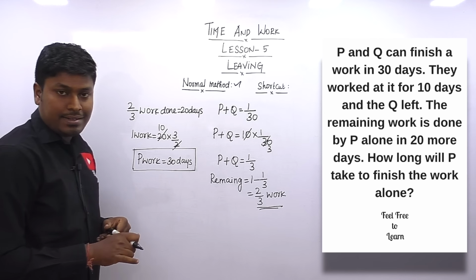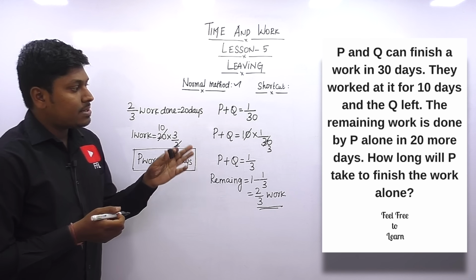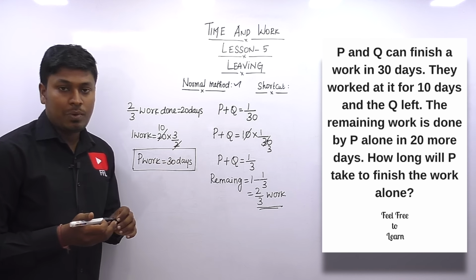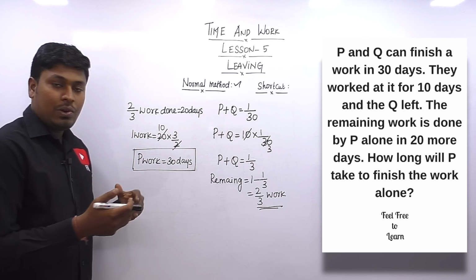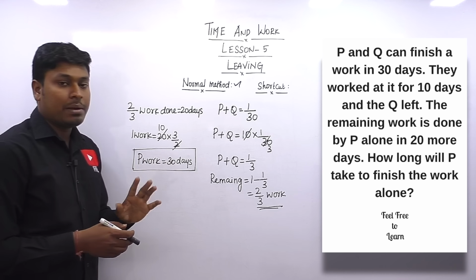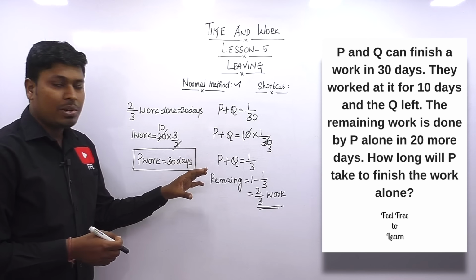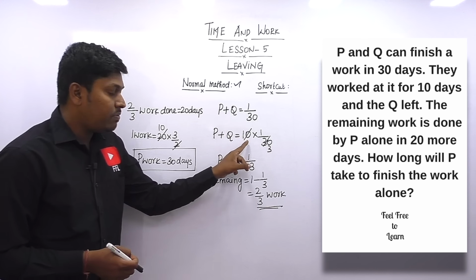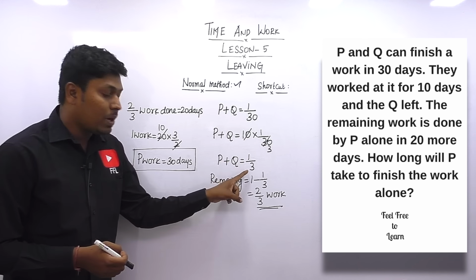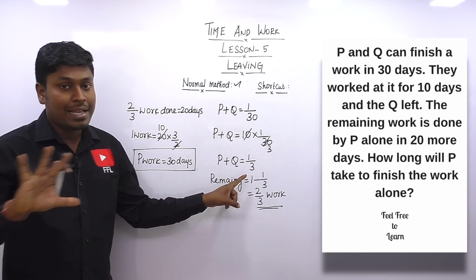So finally we can say that, what the question says is, how long will P take to finish the work alone? If P works alone, he will take 30 days to complete the work. So friends, simple concept. Both of them working for the first 10 days have completed 1 by 3 of the work.